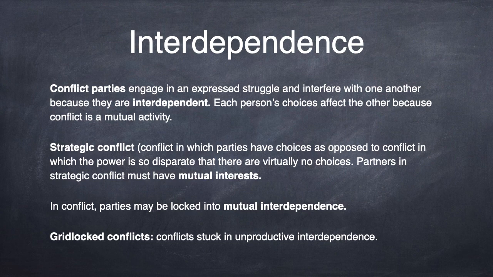In conflict, parties may also be locked into mutual interdependence, and that is because of the relationship that they have. Gridlock conflicts, on the other hand, can be stuck in unproductive interdependence. Sometimes we have to step back and say, maybe I need to end a particular type of relationship, meaning I need to lessen or remove my interdependence from someone in order to make my life better.